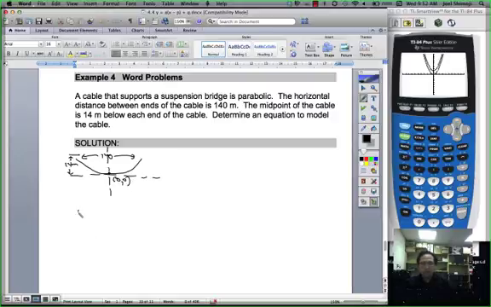And we can just use this equation. y is equal to ax squared plus bx plus c because these are at zeros. So we know that this is going to be at 70, minus 14, sorry.